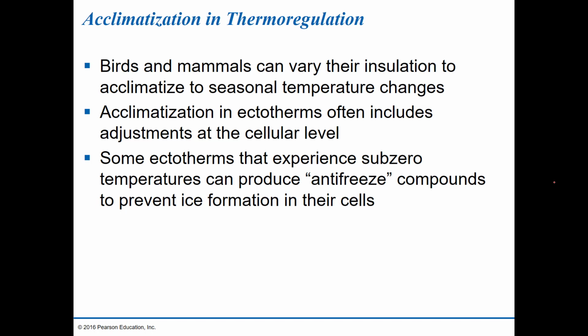Acclimation in ectotherms includes adjustments at the cellular level. Some ectotherms that experience sub-zero temperatures can produce antifreeze compounds to prevent ice formation in their cells. Insects are an example of that. While insects aren't technically really ectotherms or endotherms, they're closer to an ectotherm than an endotherm. But they actually have a chemical in their blood that basically is like an antifreeze. So even though it freezes a day or two in Texas, we never actually have a complete kill of insects because they have this flowing through their body so that they don't technically freeze.